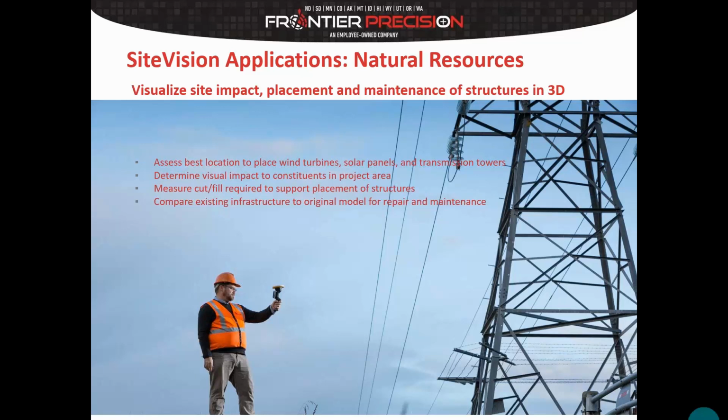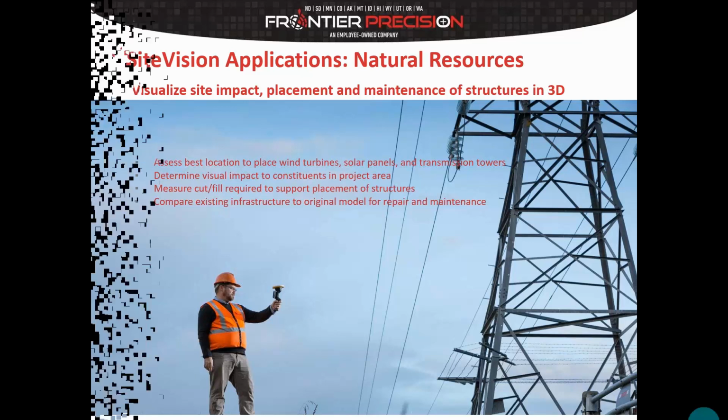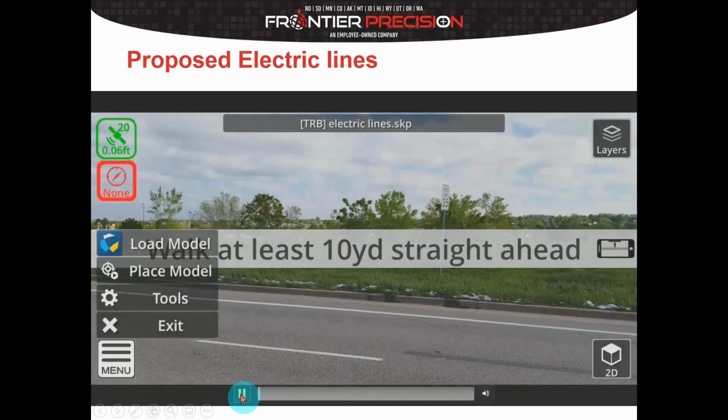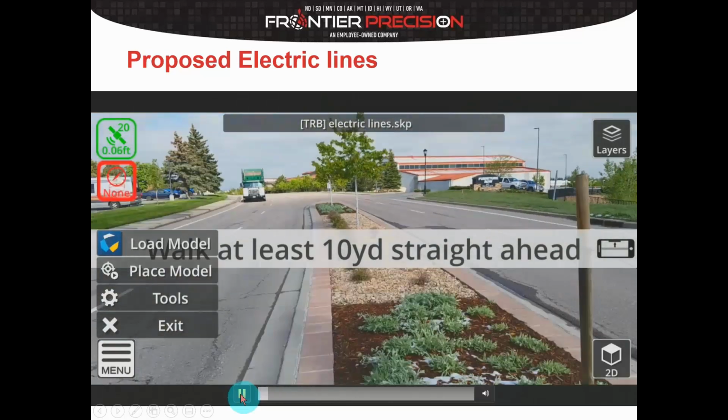And here's an example. I'm going to show a quick video of what it looks like in real time. So this is the first screen of the app, and once you start the software, if it's geographically located correctly, it's going to ask you to walk at least 10 yards. And that's going to start the orientation.